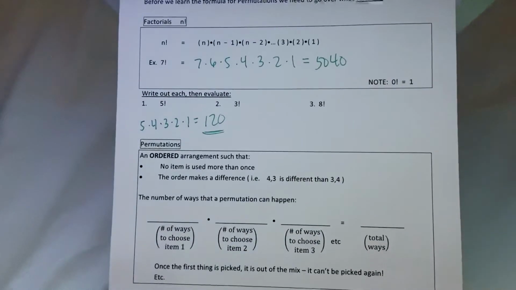for you to do. Now, a permutation is an ordered arrangement such that no item is used more than once, and the order makes a difference. For example, if you have 7 people competing for the gold medal in the Olympics, gold, silver, and bronze, how many ways can different people arrive on the podium? Well, does order matter?